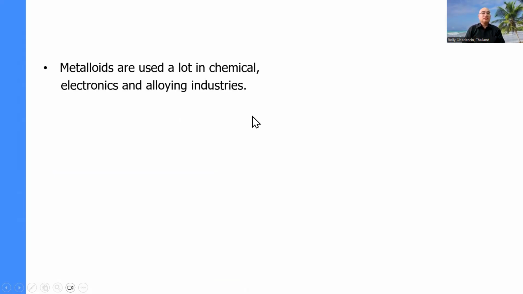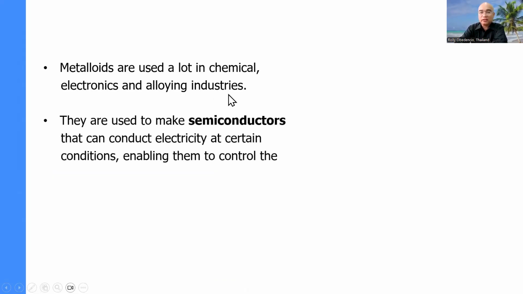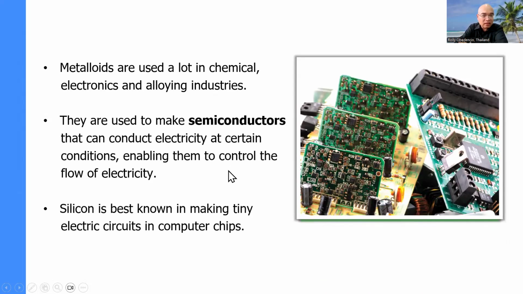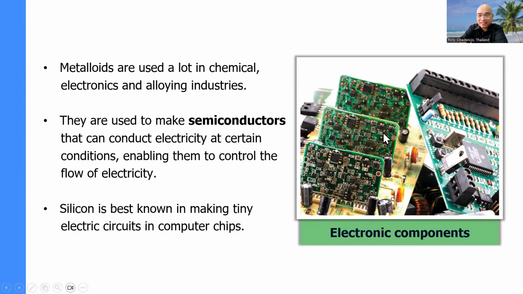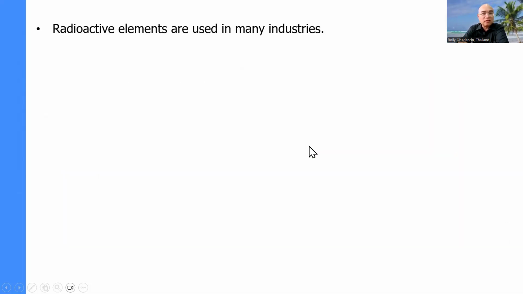So metalloids are used a lot in chemical, electronic, and alloying industries. They are used to make semiconductors that can conduct electricity at certain conditions, enabling them to control the flow of electricity. Silicon is best known in making tiny electric circuits in computer chips. So your cell phones now are made up of electric circuits, from silicon. That's why in the USA there is such a Silicon Valley. Well, they have lots of silicons in producing these gadgets and the technology.